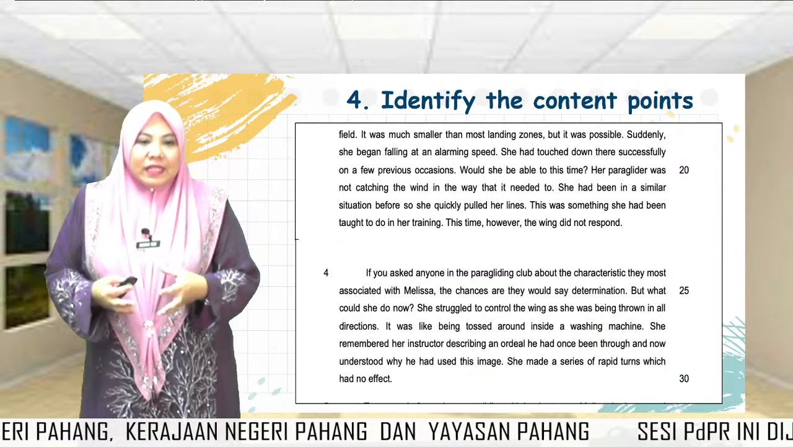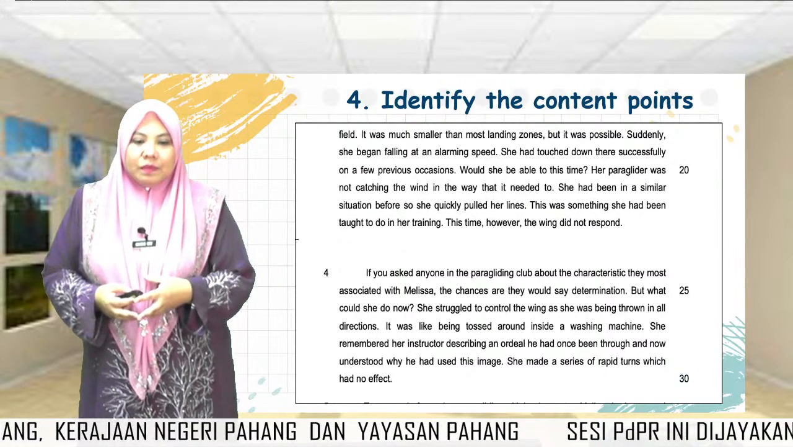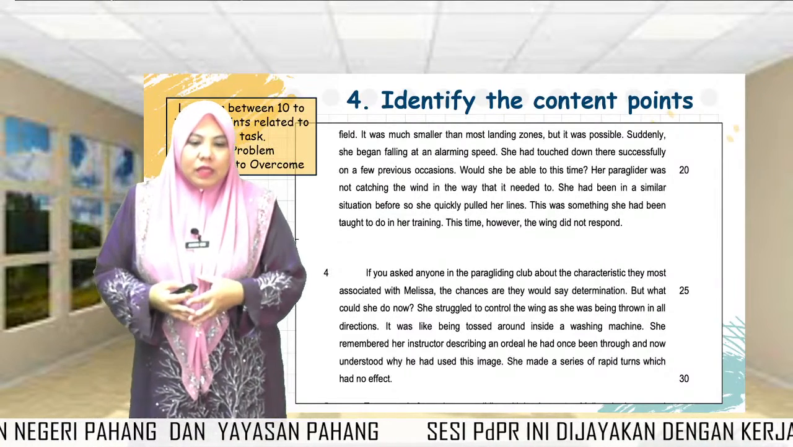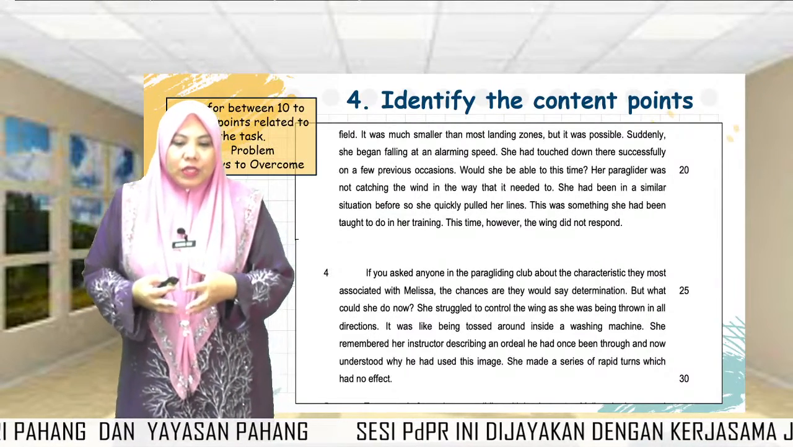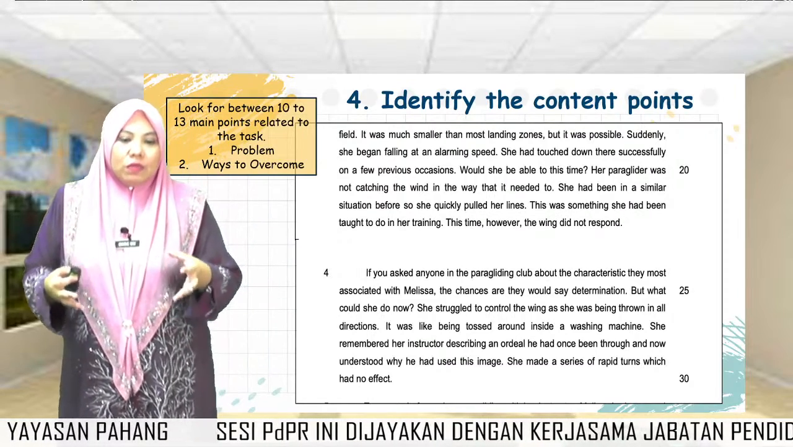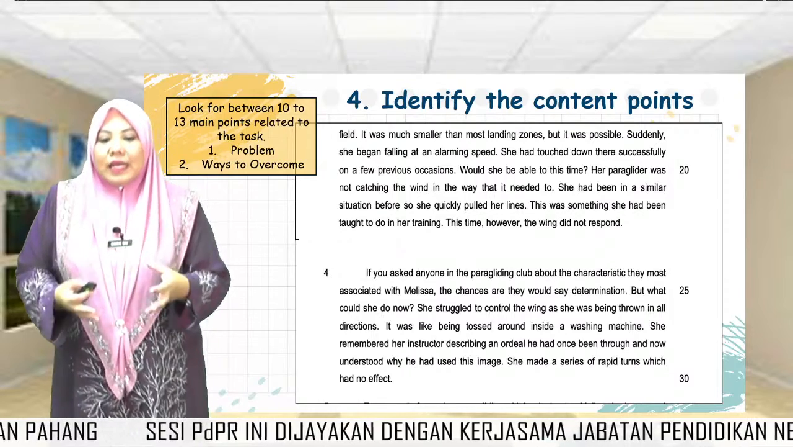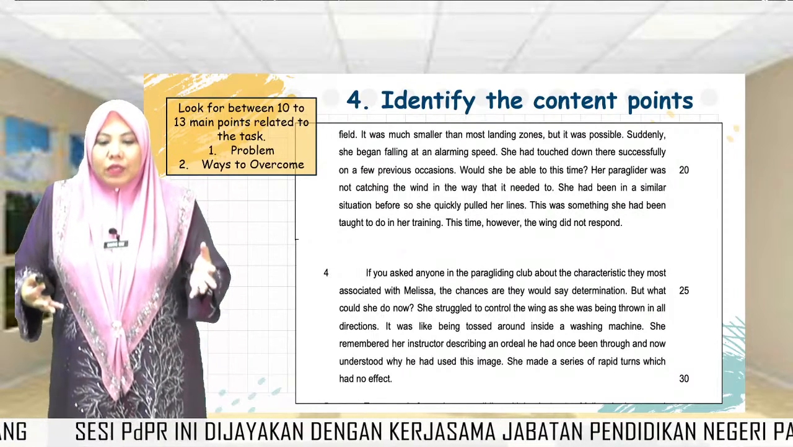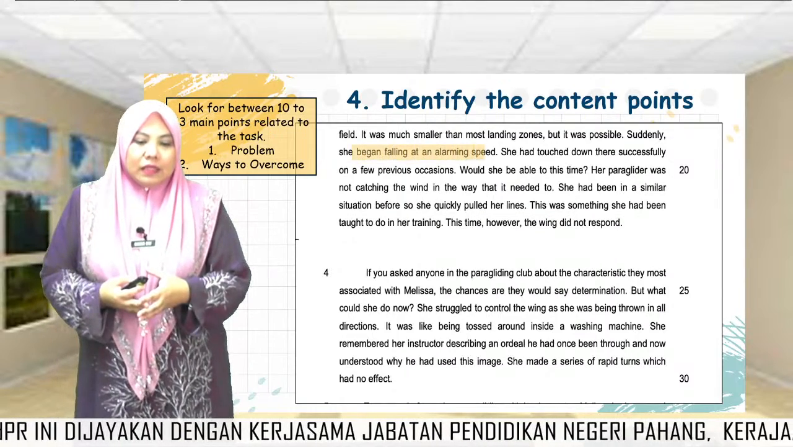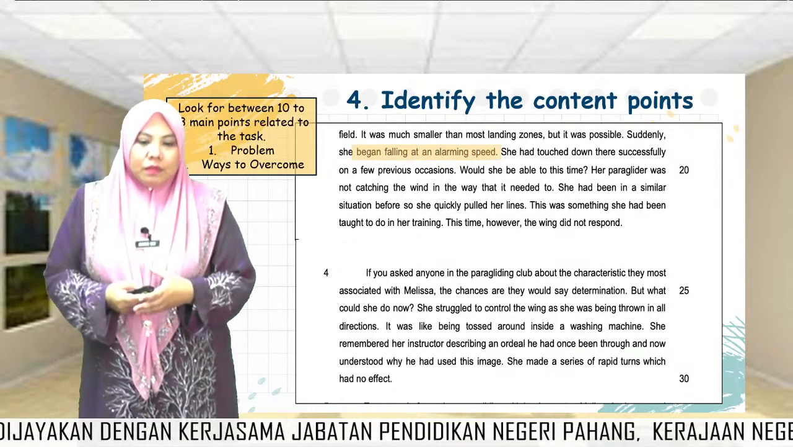Next is to identify the content points. Look for the problems Melissa had faced and the ways she dealt with them. Usually, there would be about 10 to 13 content points related to the task. Mark your points with a pen or highlighter to keep track of them later. So here are the points.